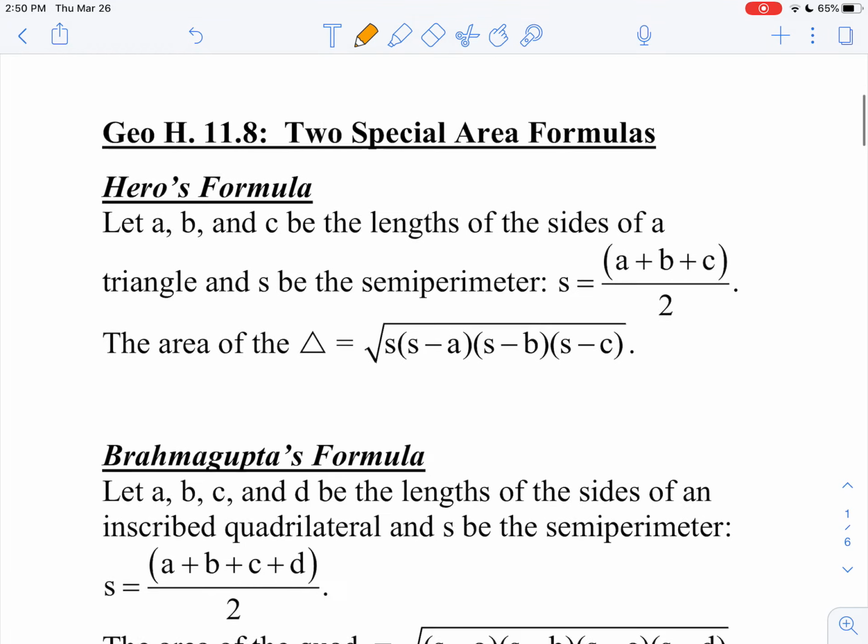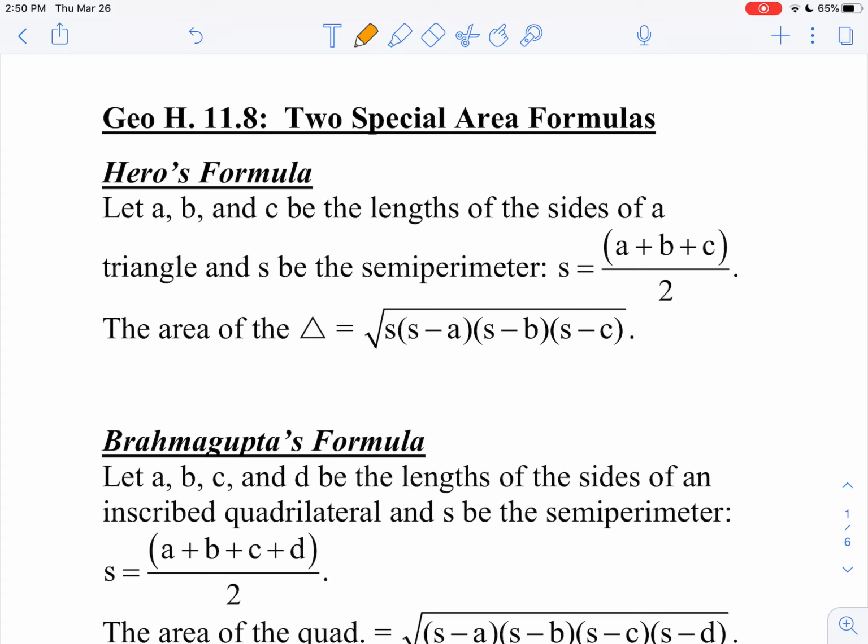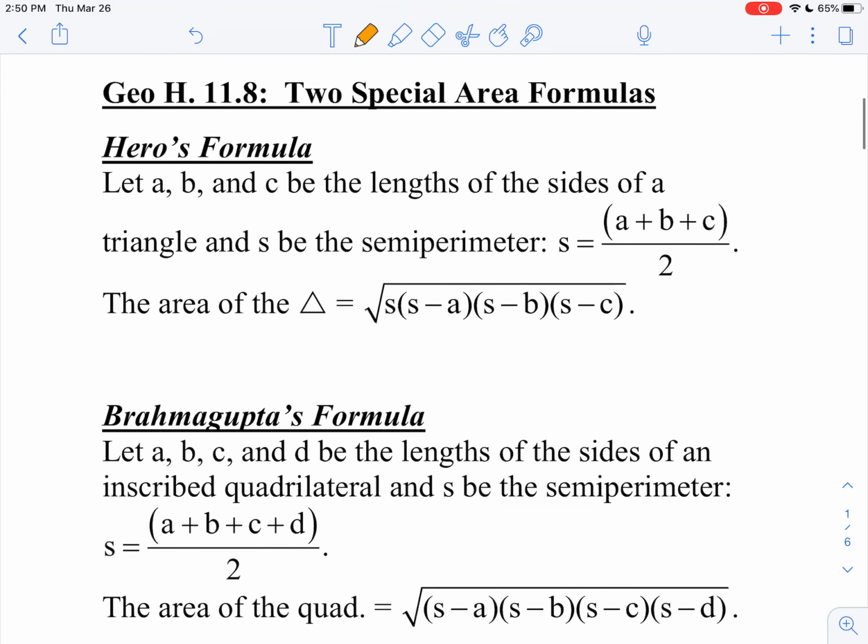So the final thing we're going to do today, two special area formulas. Special because they're named after some really old, really dead guys. The first one came from ancient Greece, and some books call him Hero, and some other books refer to him as Heron. So it doesn't matter. We'll call it Hero's formula because we could all use a hero right now.